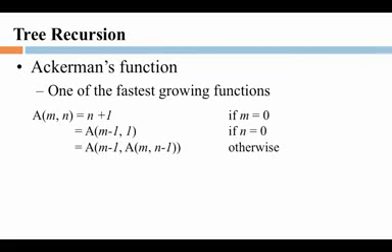So these are examples of tree recursion. And similarly, here is the Ackermann's function, which is another recursively specified function. It's one of the fastest growing functions. I'll encourage you to actually plot the values of these functions using an Excel spreadsheet. You can actually do this manually for different values of m and n to get an understanding of how fast the Ackermann function actually grows.